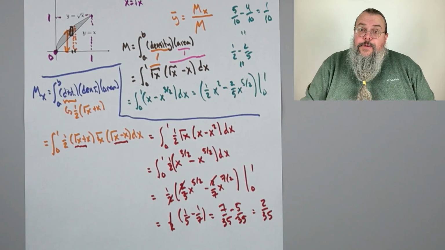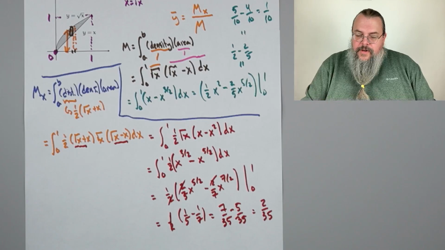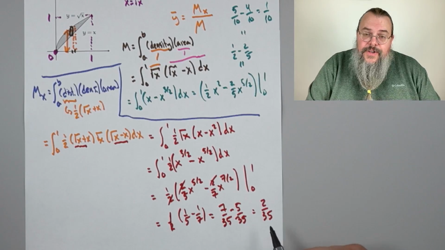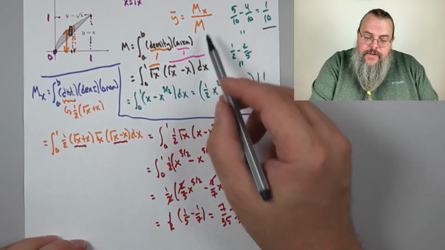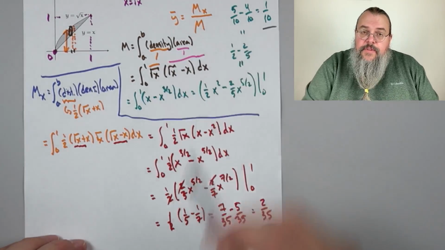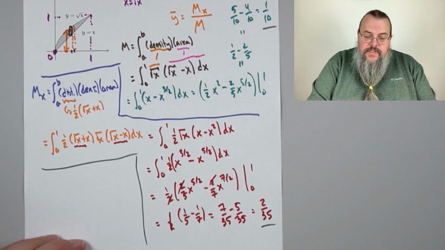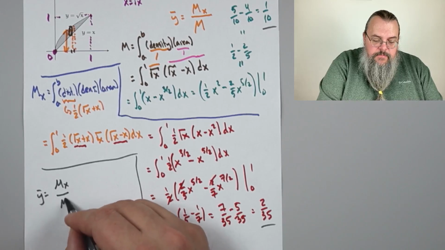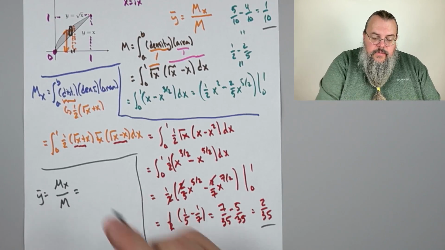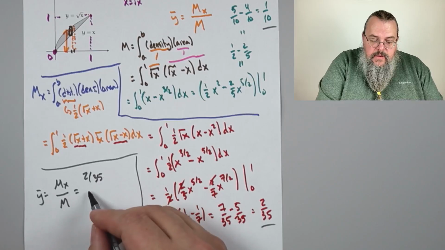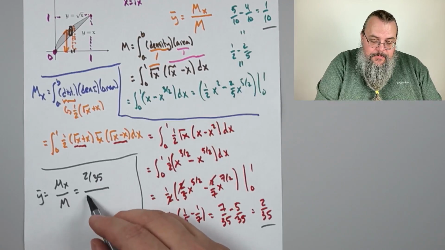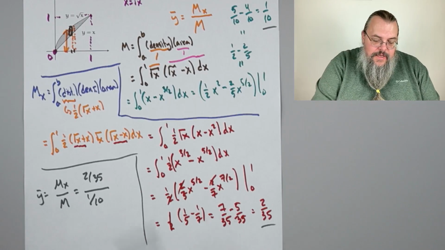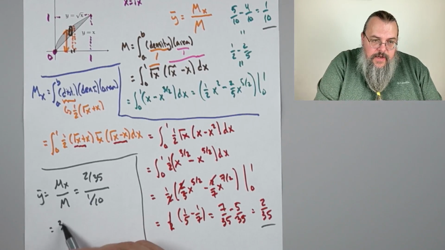And now we're ready. What's our last thing to do? Well, remember, this, again, is not our answer. What we've found is m sub x. So our last thing is we say, all right, y bar, which is m sub x over m, well, that's 2 over 35 divided by 1 over 10. Okay, well, we can clean that fraction up. That's the same as 35 over 2.